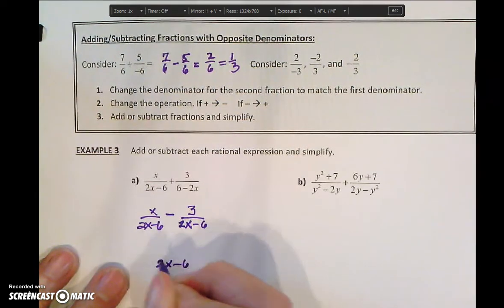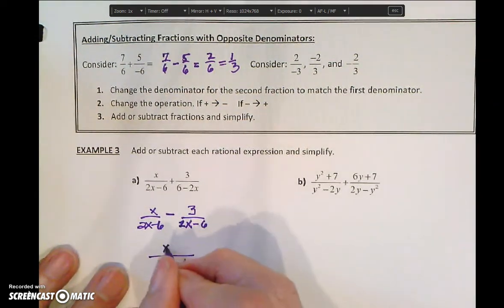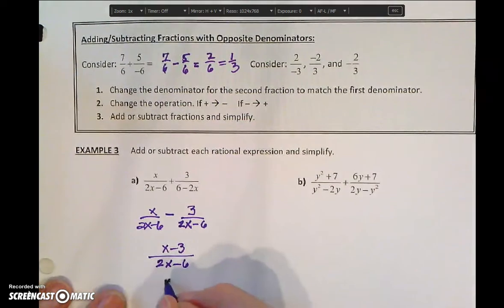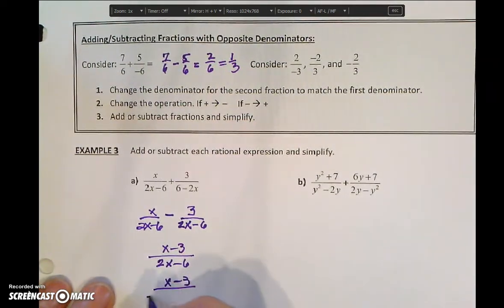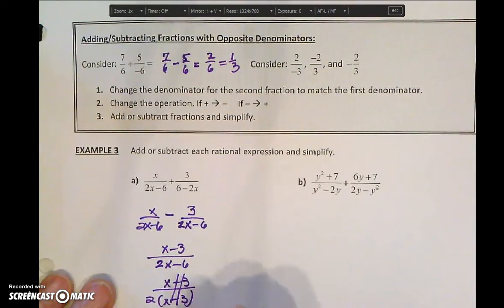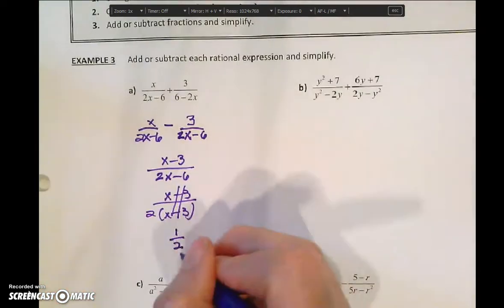All right, so let's subtract it. Keep that denominator, x minus 3, reduce it, 2 times x minus 3, those x minus 3's cancel, and there's that understood 1 up there, so this answer is 1/2.